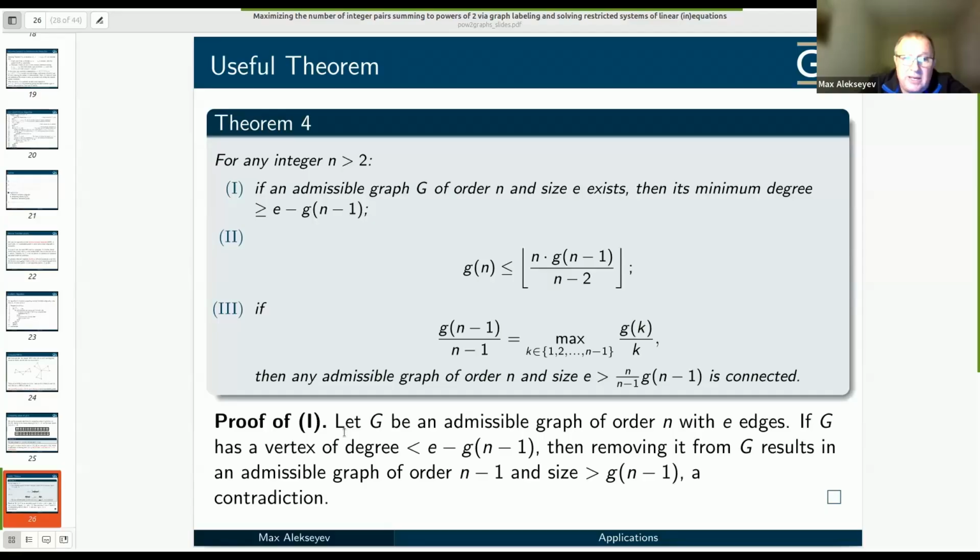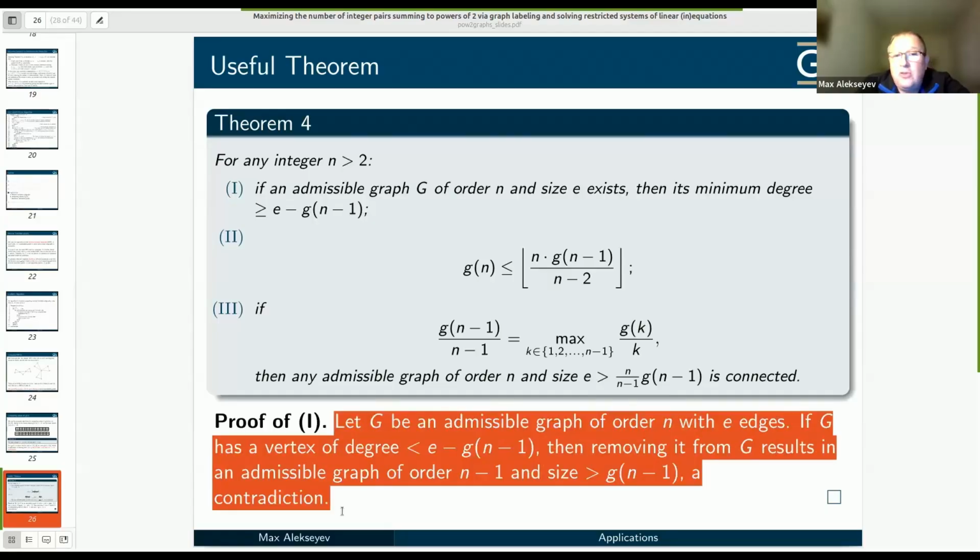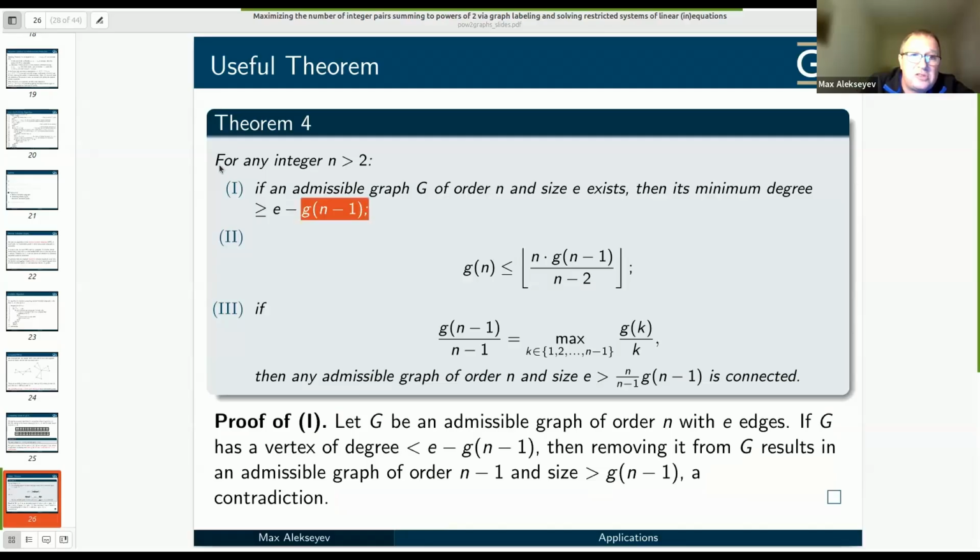And the proof is the following. It's actually two lines. Let G be an admissible graph of order n and e edges, and suppose it has a vertex of degree smaller than e minus g(n minus 1). Let us remove this vertex from the graph. The resulting graph will also be admissible. On the other hand, it will have size greater than g(n minus 1). But this contradicts the definition of g, because g is the largest size of an admissible graph. So this simple two-line proof shows us this first statement.